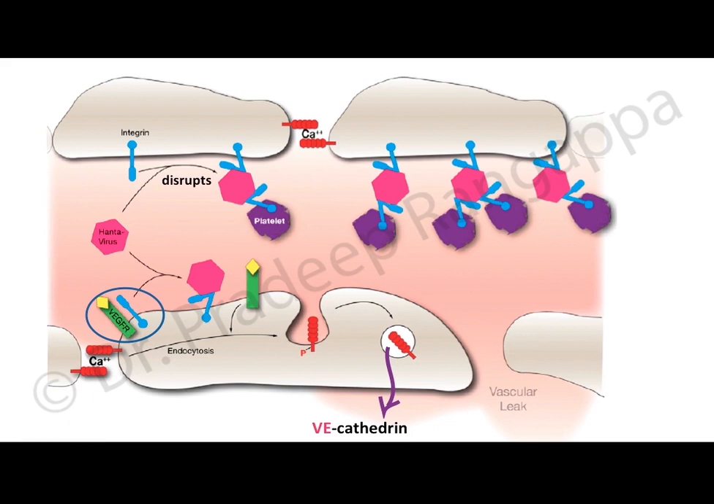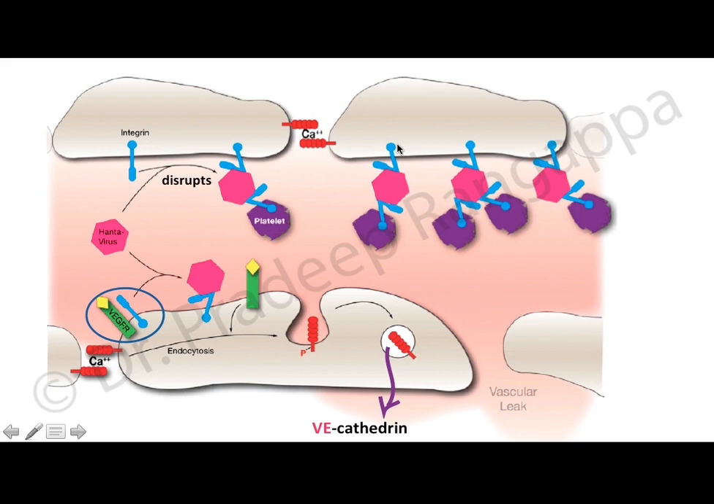paracellular or intracellular leakage. And in addition to this, by binding to these integrins, the viruses bind to the platelets. So there is a lot of platelet consumption happening within the blood vessels, leading to thrombocytopenia and hemorrhagic manifestations. So these are the key pathological features.